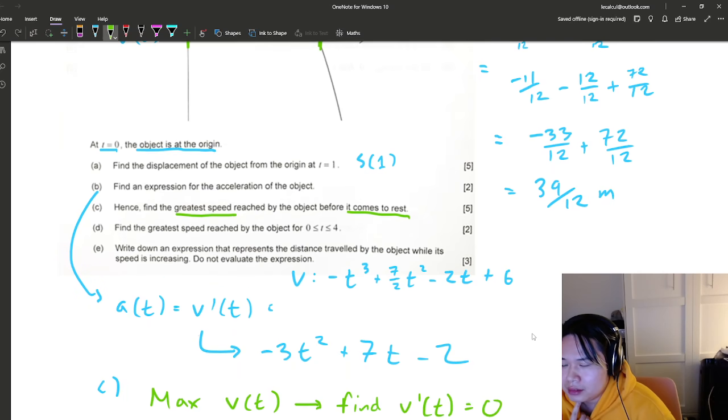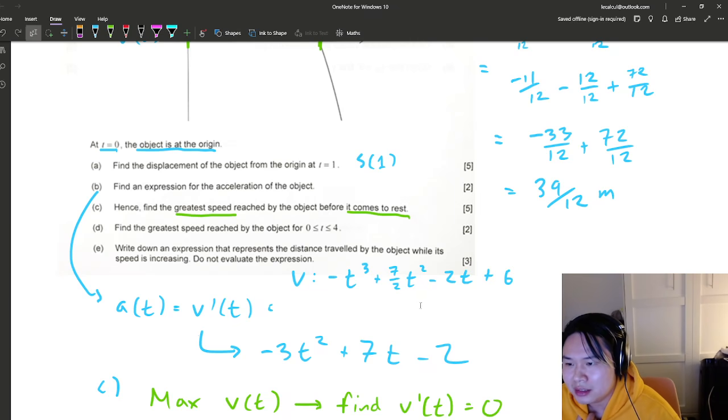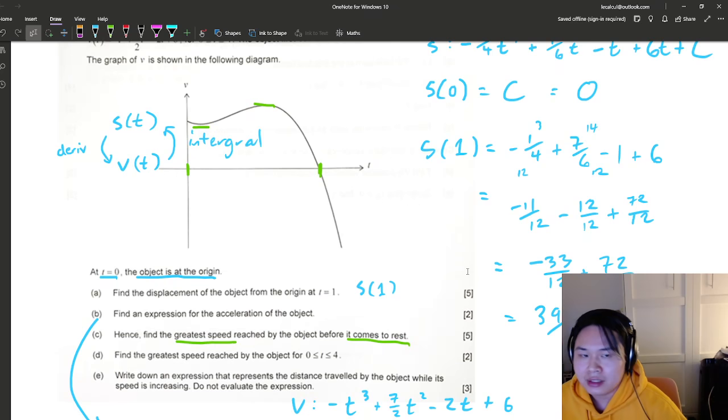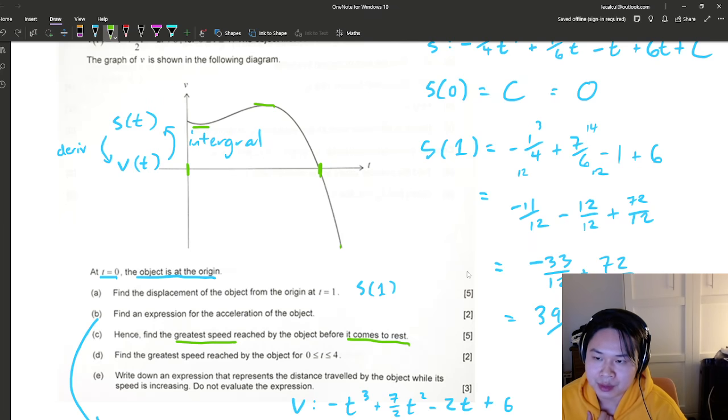So speed doesn't have to be... Why are they doing this to you? Oh, because it says speed and not velocity. So velocity and speed are slightly different things, right? Greatest usually means the most positive, but speed doesn't have a sign. It's just a number. It's a scalar.